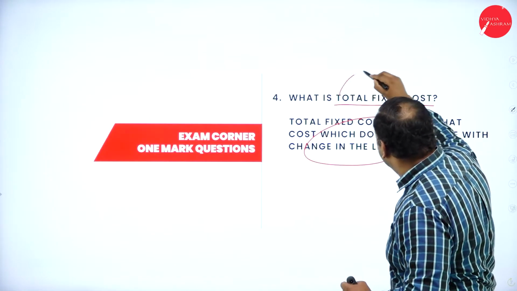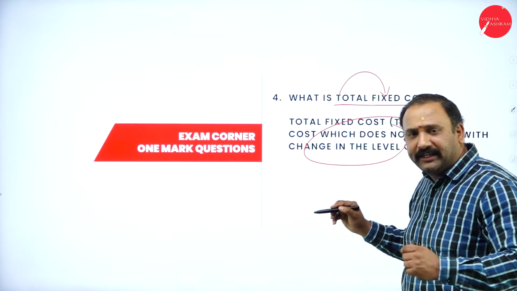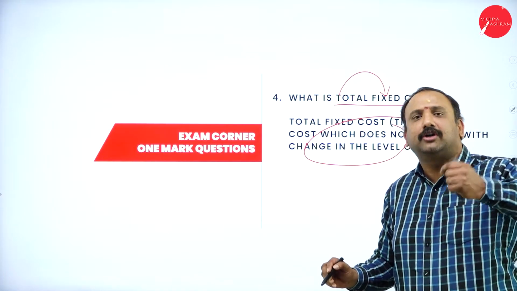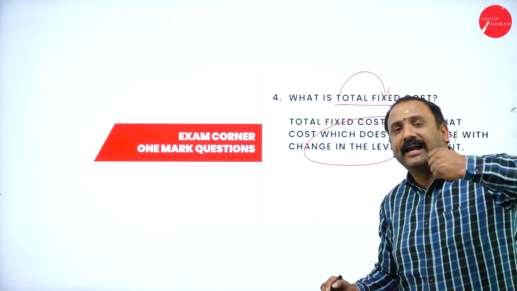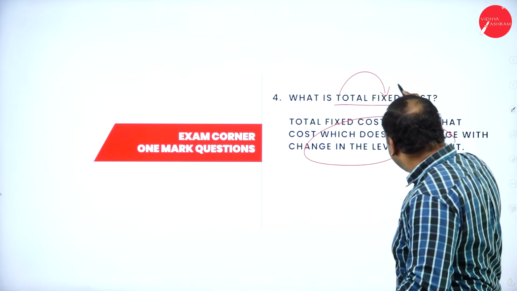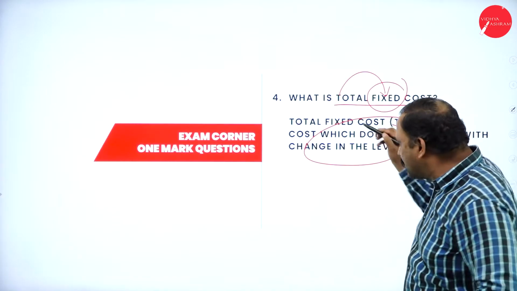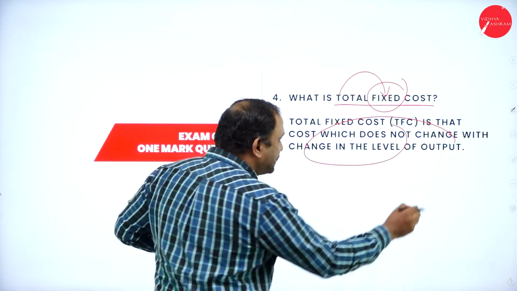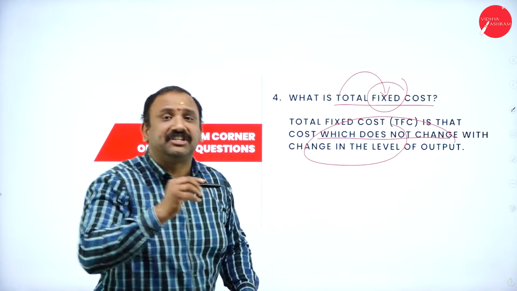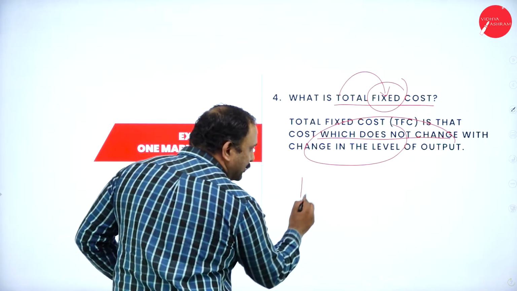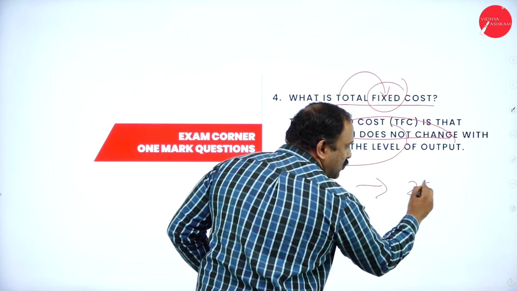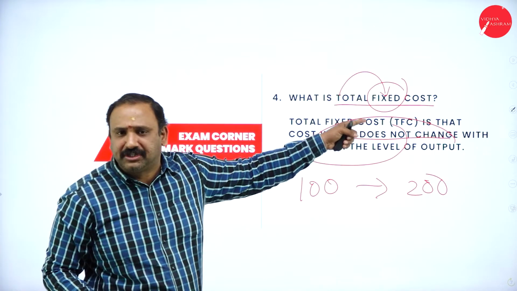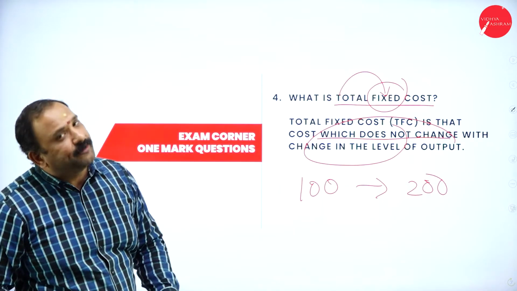What they are trying to say here is that something which is already there, in spite of how much ever you produce, this particular cost is not going to change. This is not going to be varied again. This is going to remain as a fixed cost. So that's why I say, it is that cost which does not change. Underline that: which does not change with the change in the level of output. Today I am producing 100, tomorrow I might produce 200, but that doesn't change the cost. So total fixed cost is one which does not change with the level of output.